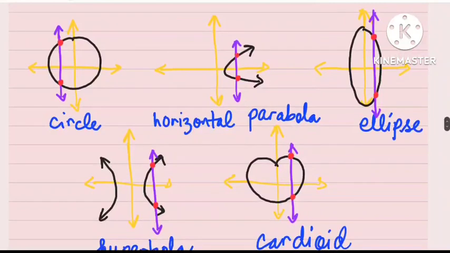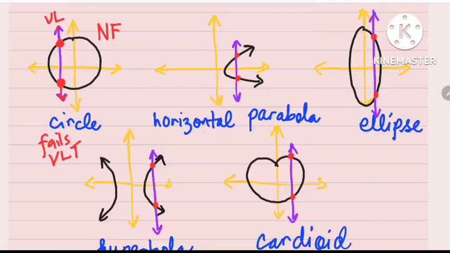But first, let me show you some illustrations of graphs that are not functions. So, like the circle here. The graph of a circle. When you draw a vertical line along this part, you will see that the vertical line intersects the circle at 2 points. Therefore, it fails the vertical line test. So this is not a function.